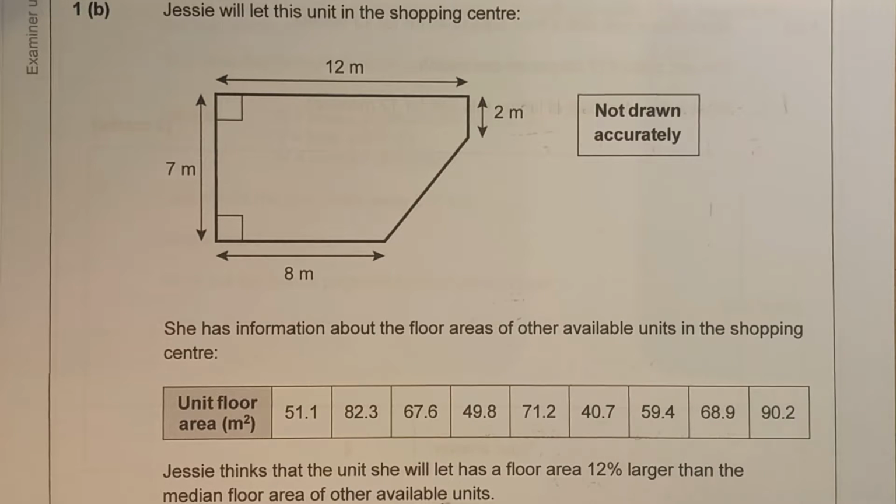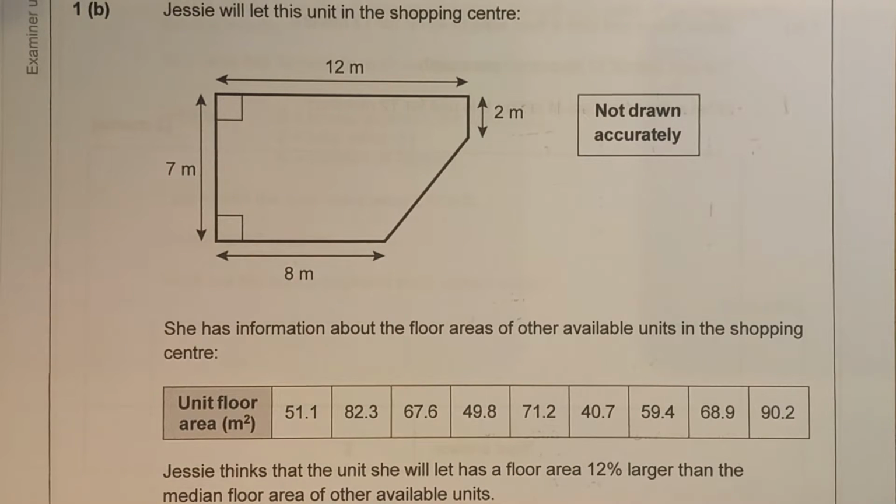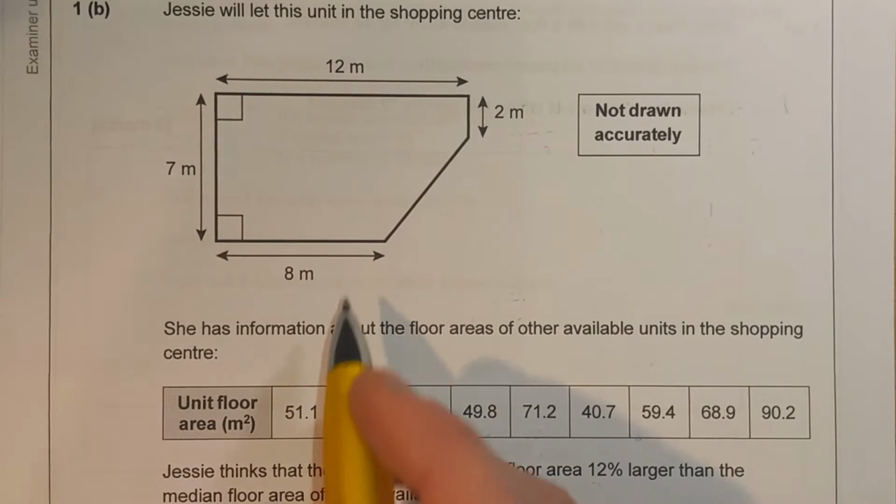Jessie thinks that the unit she will let, so this one up here, has a floor area 12% larger than the median floor area of other available units. And what we can't see below is, is she correct? Okay, and we've got 5 marks for this question. So we're going to need to work out the area of this, but we're going to be comparing it against the median of the other units that we've got. So it doesn't really matter which one we do first. Let's do the area first of all, okay?